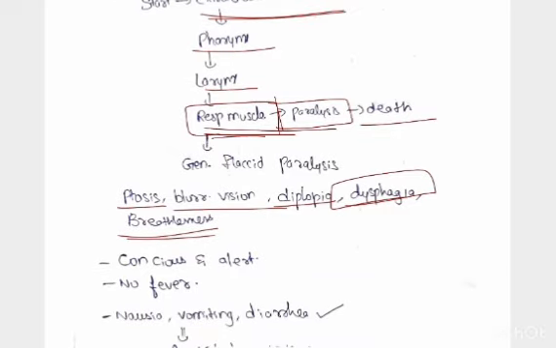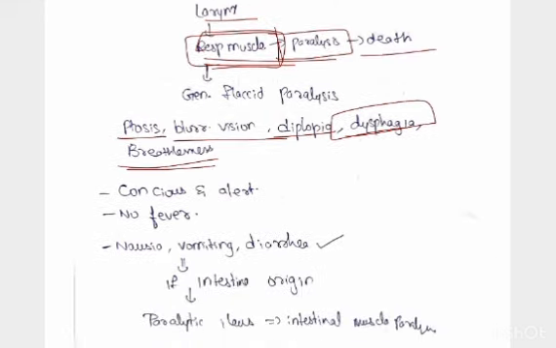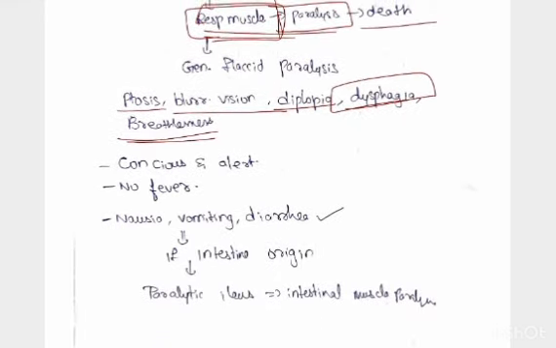And generalized flaccid paralysis is seen. Here is an interesting point: the person is conscious and alert. Even though he is having flaccid paralysis, he is conscious and he is alert. And fever is generally not seen.